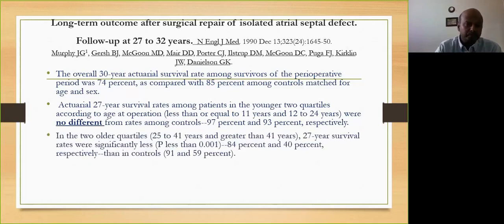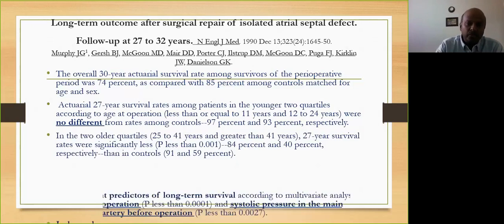And in the older quartiles, the 27-year survival rates were significantly less, 84% for those in the 25 to 41-year age group as opposed to 91% in the control group, and 40% in the above 40 group as opposed to 59% in the control group. So this clearly lays the case for earlier closure of atrial septal defect.